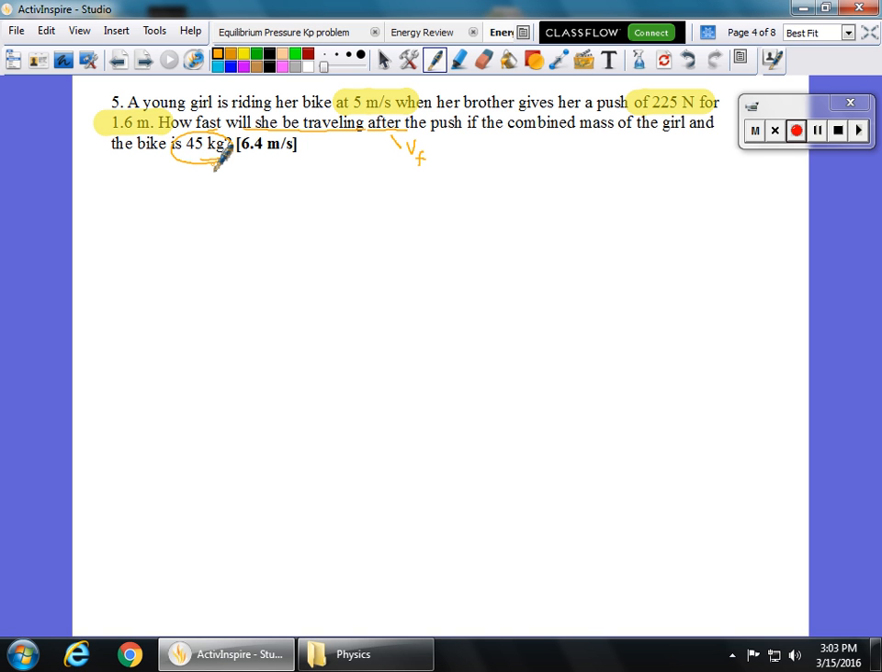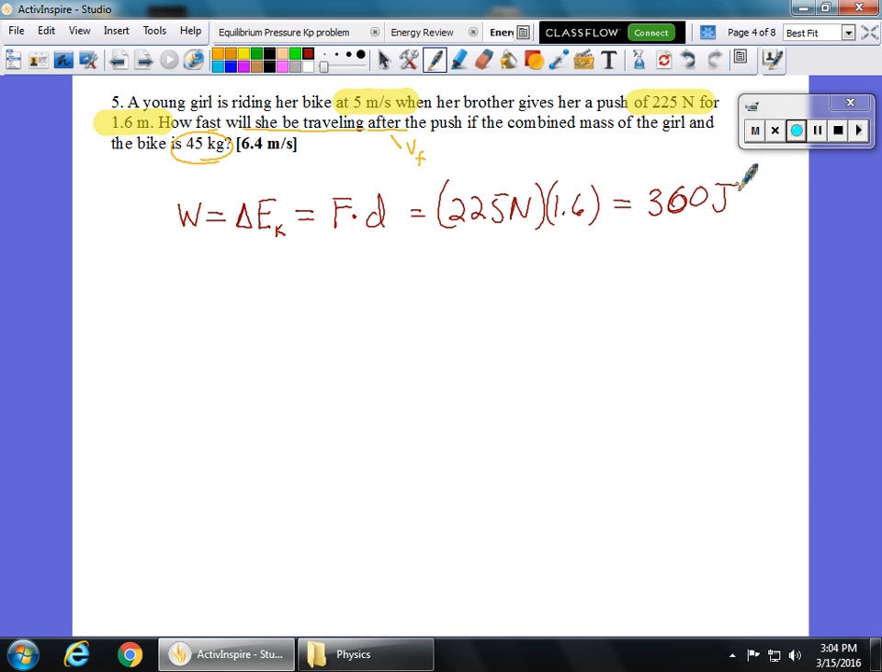So let's start out with our equation for work. Work is equal to delta EK, the change in kinetic energy, but it's also equal to force times distance. So we're going to start by finding the amount of work that's going to be done. The brother is pushing her with a force of 225 newtons. The distance is 1.6 meters. So the brother is going to be doing 360 joules of work on her, and that's positive. He's going to be increasing her speed.